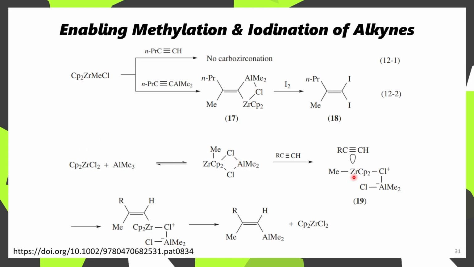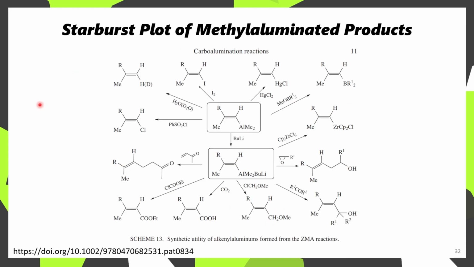The zirconium is then able to interact with this alkyne and donate a methyl group to the alpha position, and a zirconium group to the terminal position. However, this dimethyl alumino group is then able to rearrange and displace the zirconium group, affording this dimethyl alumino substituted alkene. What can you do with these groups? Well, it turns out that you can replace that dimethyl aluminum group with basically anything that you want.